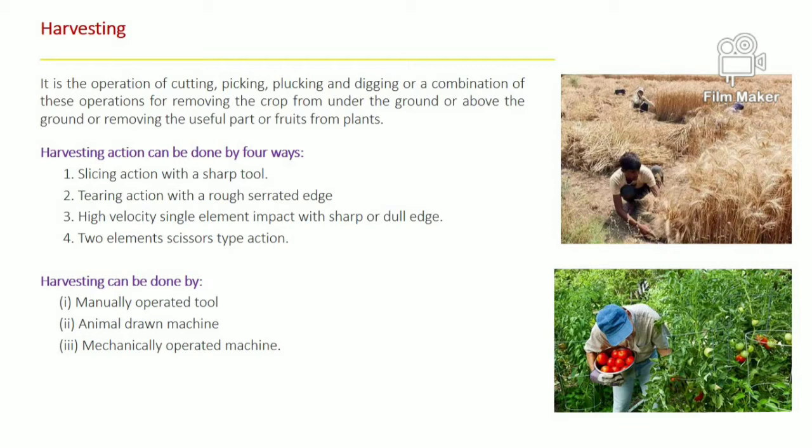By slicing action with a sharp tool, by tearing action with a rough serrated edge, by high velocity single element impact with sharp or dull edge, by 2 element scissors type action. So harvesting can be done by manually operated tool or animal drawn machine, or by mechanically operated machine.